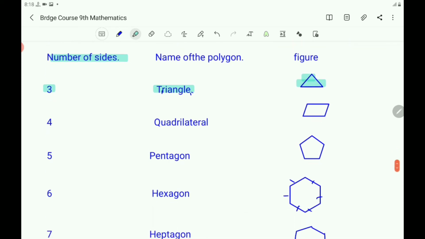Next, if the polygon is having 4 sides, what is the name of that polygon? That is quadrilateral. 4 sides, quadrilateral. This is the quadrilateral. Next, if the polygon is having 5 sides, what is the name of the polygon? That is pentagon. Penta means 5. So this is the pentagon.